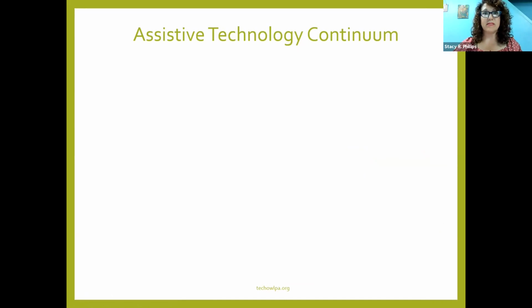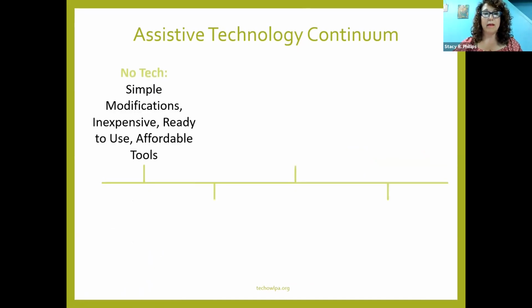So now we're going to talk about the assistive technology continuum. Assistive technology starts with no tech. Most people do not think of AT in this realm. They always immediately go to the really complex devices, but assistive technology really is across the spectrum. So no tech can be simple modifications. They're inexpensive, ready-to-use, affordable tools. These are things that you could purchase yourself at the dollar store or stores like Five Below. So highlighter markers, large rubber bands, anything that you can purchase on your own to modify something can be thought of as no tech. I'll give you an example.